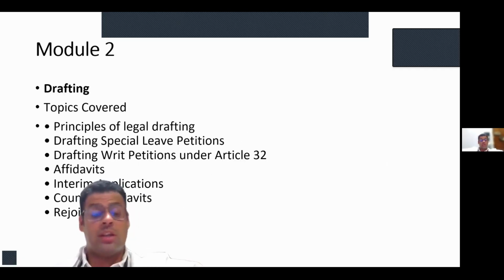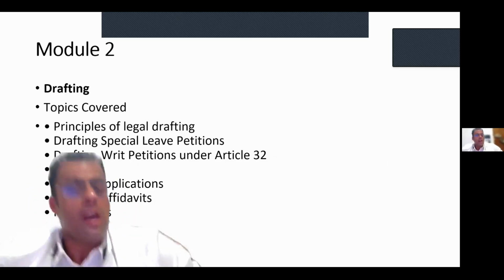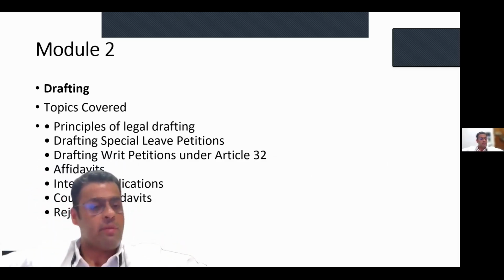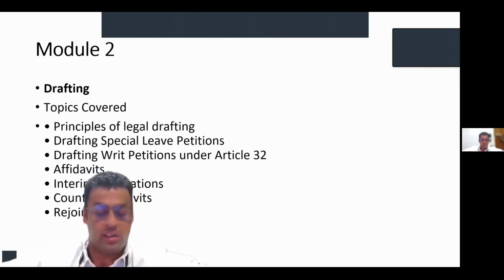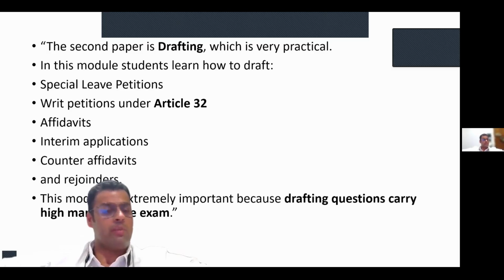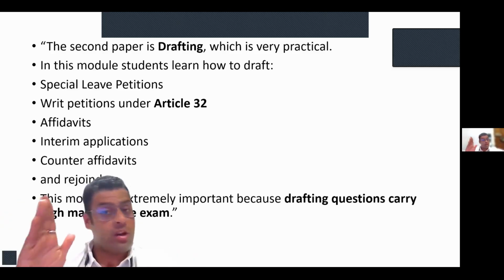Module 2 is again the main topic on which the main marks can be fetched. Drafting topics covered are legal drafting, special leave petition, writ petition under Article 32, affidavit, interim application, counter affidavits, rejoinders. The second paper is drafting, which is very practical. In this module, students learn how to draft a special leave petition or writ petition under Article 32, affidavit, interim application, counter affidavit, and rejoinder. The module is extremely important because drafting questions carry high marks in the paper, and if you are well versed in drafting, then you can score good marks.